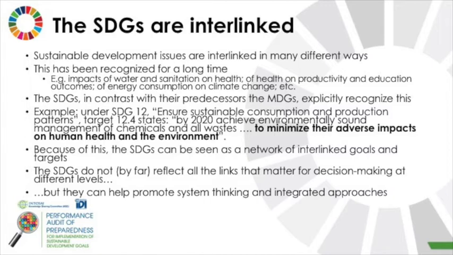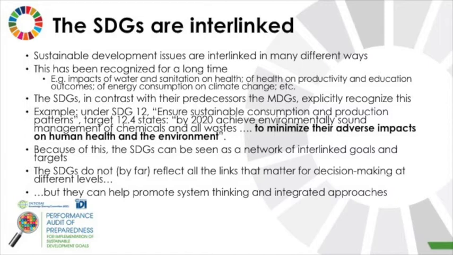The difference with the SDGs is that, in contrast to, for example, their predecessors, the Millennium Development Goals, they explicitly recognize the presence of these links. And under certain targets of the SDGs, these connections are explicitly made. For example, if you look at target 12.4 under the SDG on sustainable consumption and production, the target states that by 2020, countries at the global level will have to achieve environmentally sound management of chemicals and all waste. Then there is some text following that, but the end of the target says, in order to minimize the adverse impacts on human health and the environment.